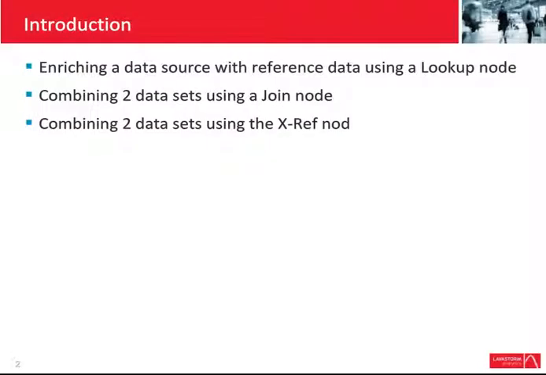In this short video, I will look at correlating data. You may have data from several sources on your graph, and correlation or enrichment of these data sources may be required. Firstly, I will show you a lookup node, which is used to enrich a data source with reference data. Then I will show you a join node, where two data sets can be joined using a key value.